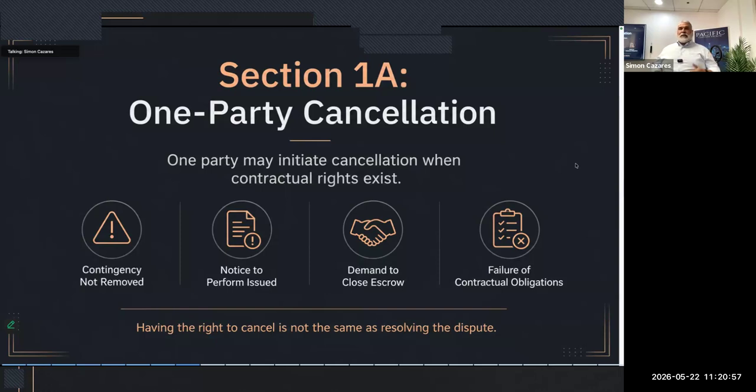The seller says, look, I'm giving you one last opportunity. You got 72 hours to perform. And if you don't perform, then unfortunately we have the right to cancel and go after the earnest deposit.